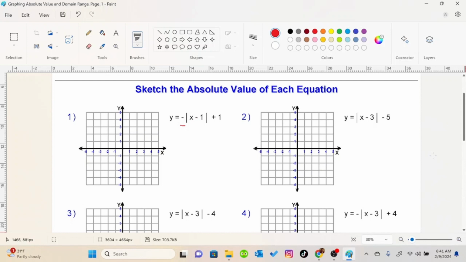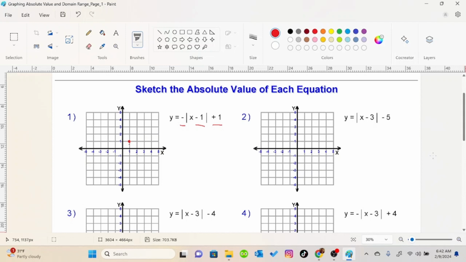We see the -1 inside the absolute value symbols. This means it's going to shift 1 to the right, and then we see the +1 outside of the absolute value symbols. So that means it's going to shift up 1. So we can start at the origin. The -1 tells us to go to the right 1. The +1 tells us to go up 1. So our vertex is going to be here at x equals 1, y equals 1.